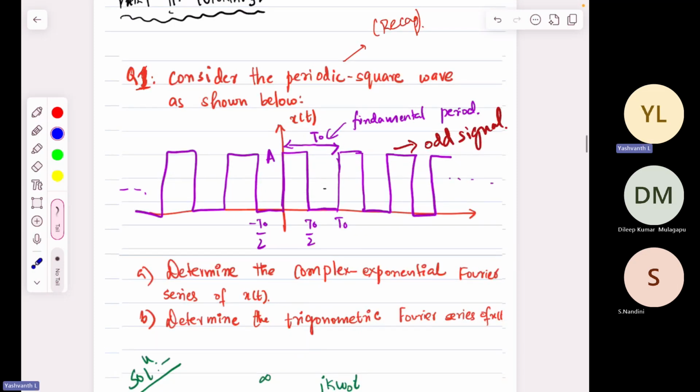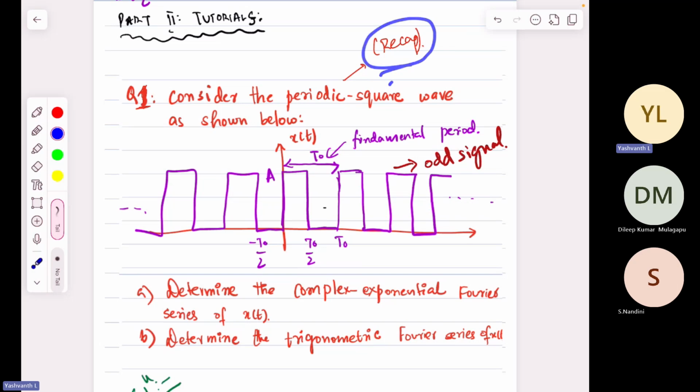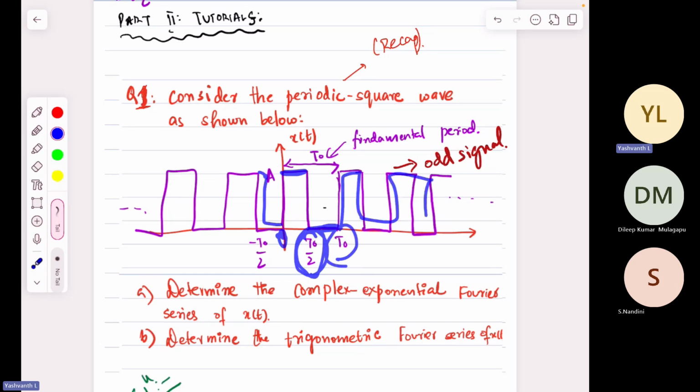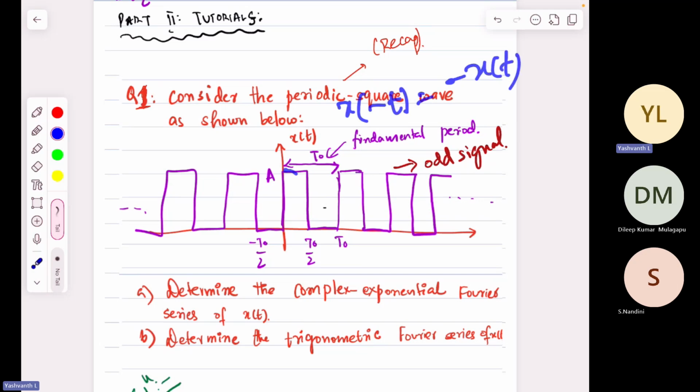So the question, this is basically the same question which we did last class. Let's say you consider the periodic square wave as shown here. It has a value a from 0 to t naught by 2, and the value 0 from t naught by 2 to t naught, and then it keeps repeating for every t naught. So t naught here is called the fundamental period, and note that it's an odd signal. Why? Because if you compute x of minus t is equal to minus x of t. Okay, so this is not an even signal.